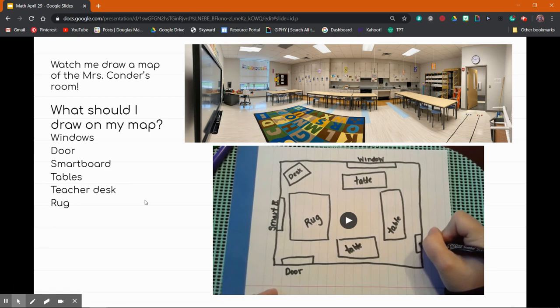So now it's my turn to show you my map. At the top of your screen, you see a picture of the art room. This picture might look a little bit funny because it is a panoramic picture that I tried to take with my phone, and it kind of turned out a little bit weird, but it's going to do what we need it to do today. So take a look at my video of me creating a map of the art room.